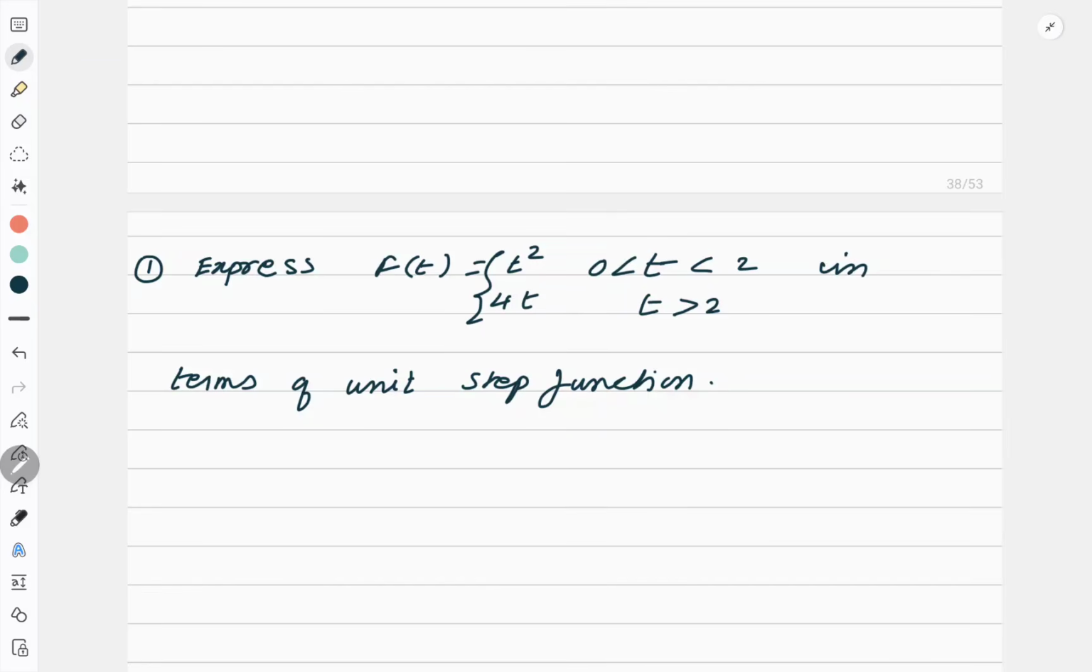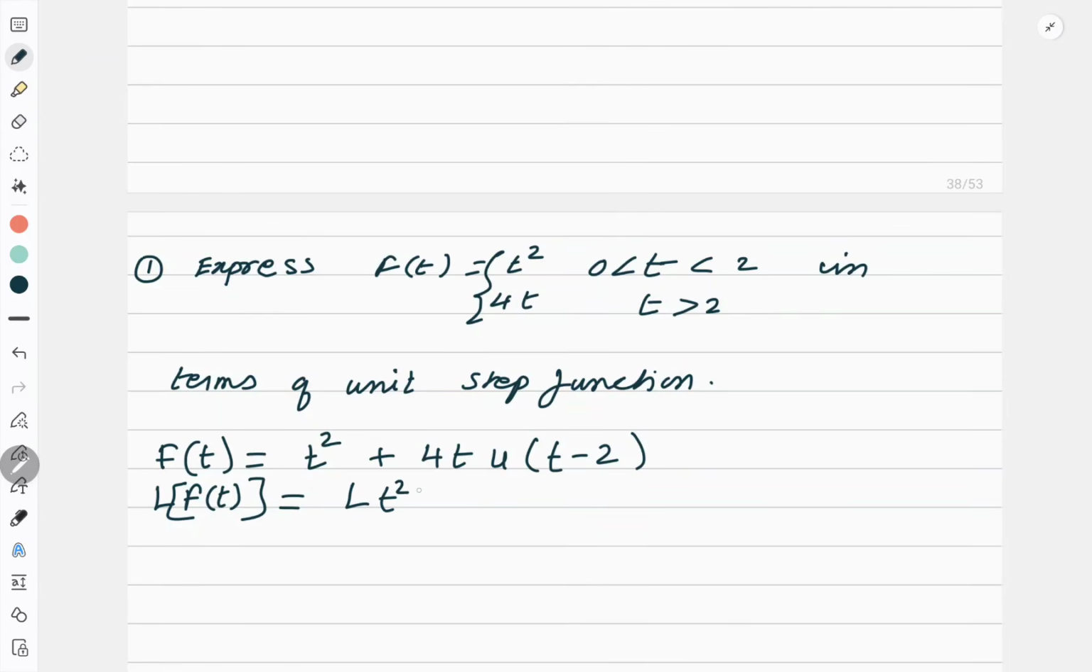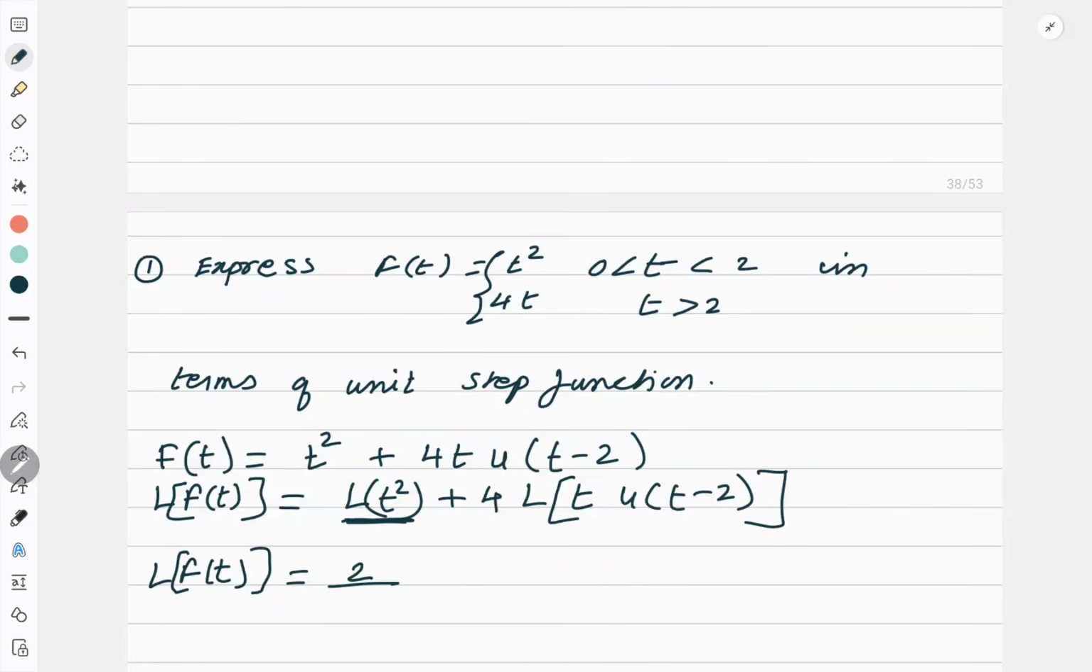Now this is the first question. First step, I should write it as a unit step function. So this will be equal to t square plus 4t u of t minus 2. Now find out Laplace on both the sides. So Laplace of f t is equal to Laplace of t square plus 4 Laplace of t u of t minus 2. Correct? So Laplace of f t is equal to, what is Laplace of t square? 2 upon s cube. You should remember the formula by this time.